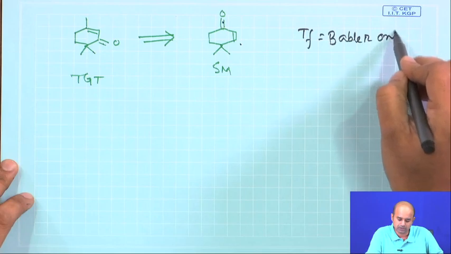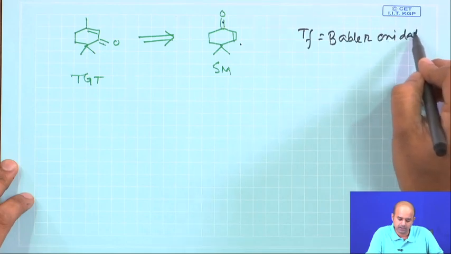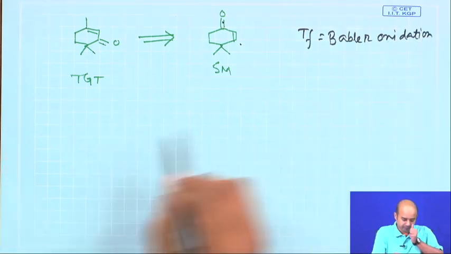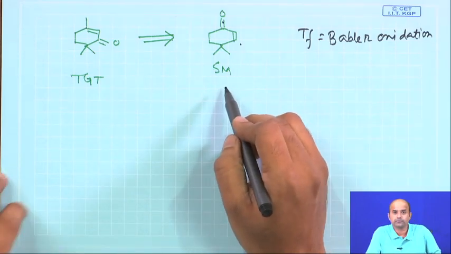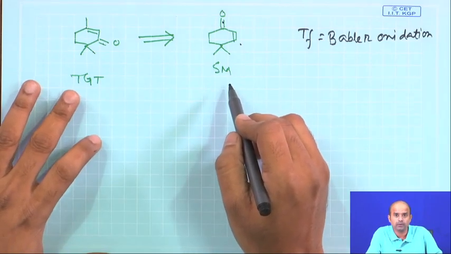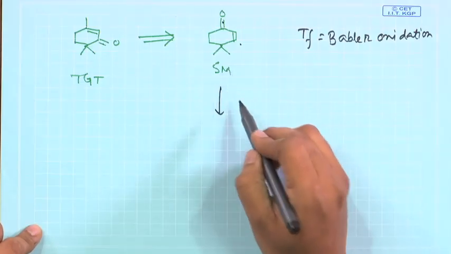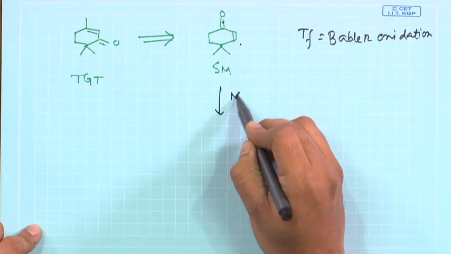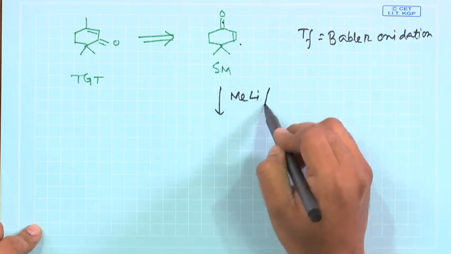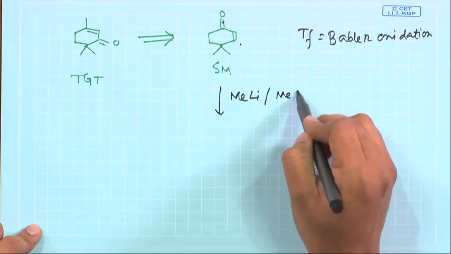Babler oxidation is a bit of an uncommon transformation. As I said, in the target molecule you have one extra methyl group, so you need to introduce a methyl functionality. The starting material is something like this. So, we will put in methyl lithium or methyl magnesium first.